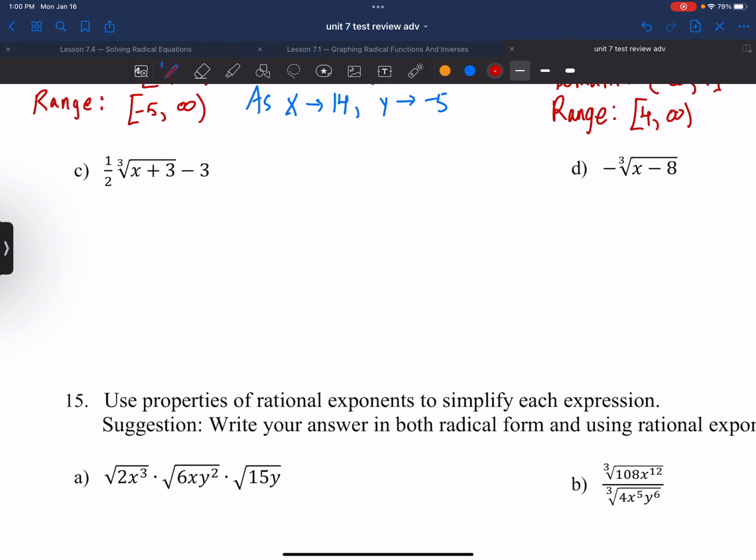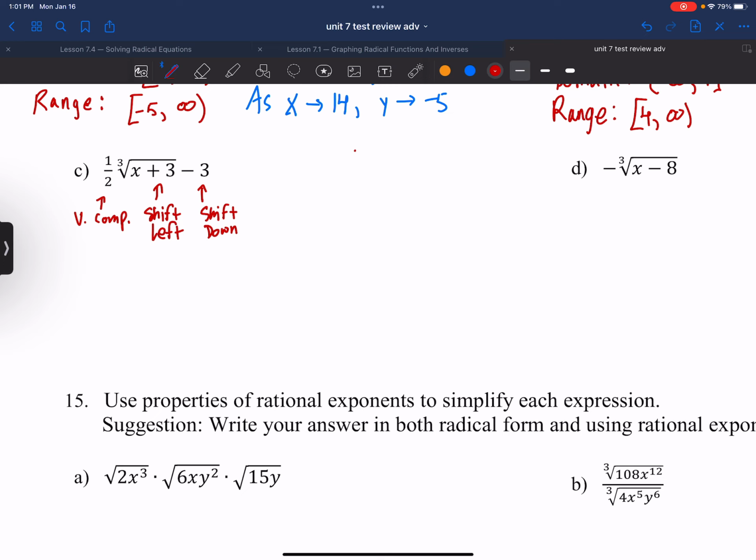All right. Next one is a cube root. So the 1/2 is a vertical compression. The +3 is a shift left. And the -3 is a shift down. I didn't use arrows this time. I actually read out the words.